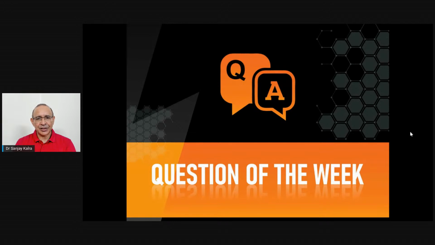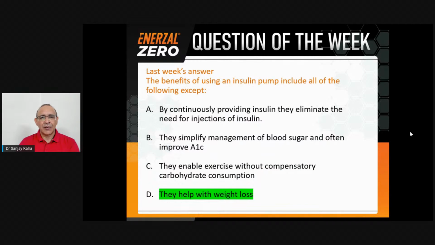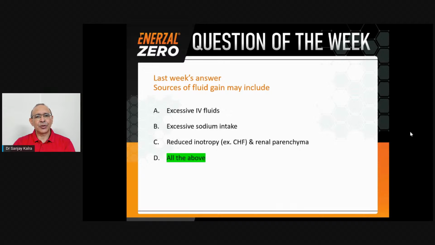Let's come to our questions of last week. Last week, one question was, what are the benefits of using an insulin pump? And this is not the right answer. Insulin pumps do not help with weight loss. The other question was, what are the sources of fluid gain? And the answer is all of the following: excessive IV fluid, excessive sodium intake. Sodium causes water retention. You will find many people who are salt sensitive. The moment they stop taking salt, their blood pressure disappears and their edema disappears. Another source of fluid gain would be reduced inotropy, for example, congestive cardiac failure, and also renal disease.